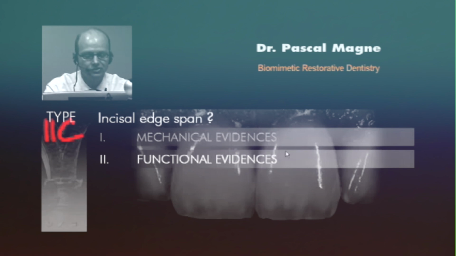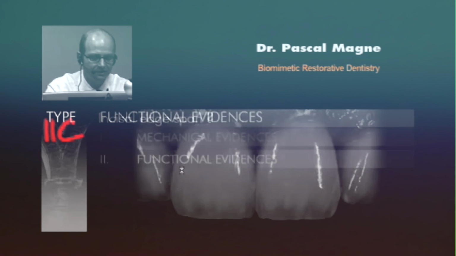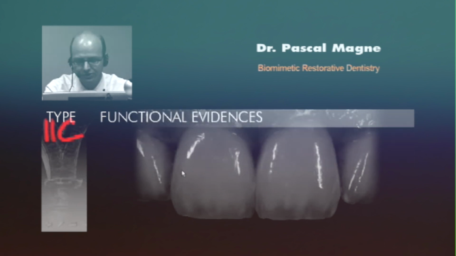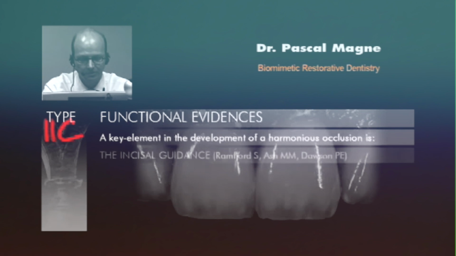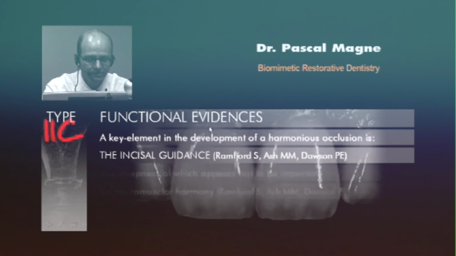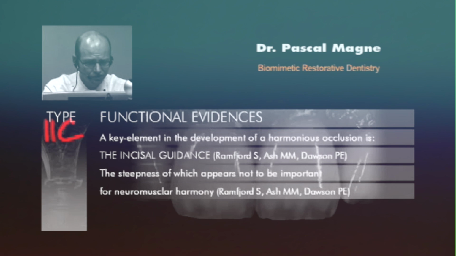But I want to share with you also that there is functional evidence that we are allowed to do that. And I want to remind you that the key element in the development of a harmonious occlusion is the incisal guidance. And this is not me saying that, as you can see on the screen. This is a basic foundation. And we also know, and I agree with these authors, that the steepness of the incisal guidance is not important for neuromuscular harmony.